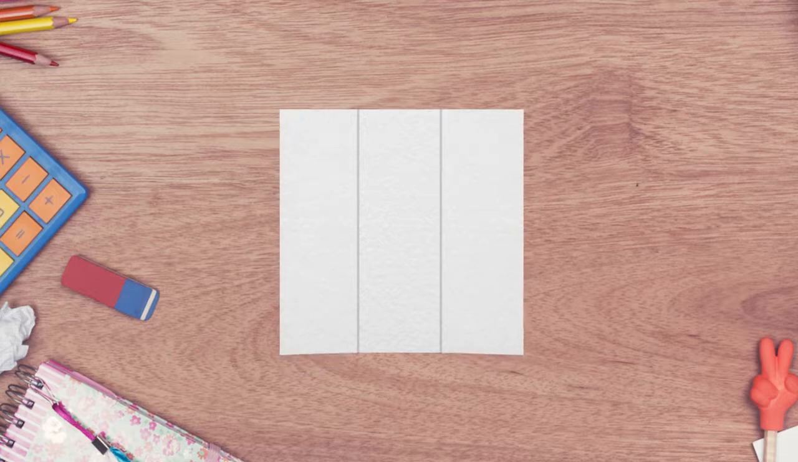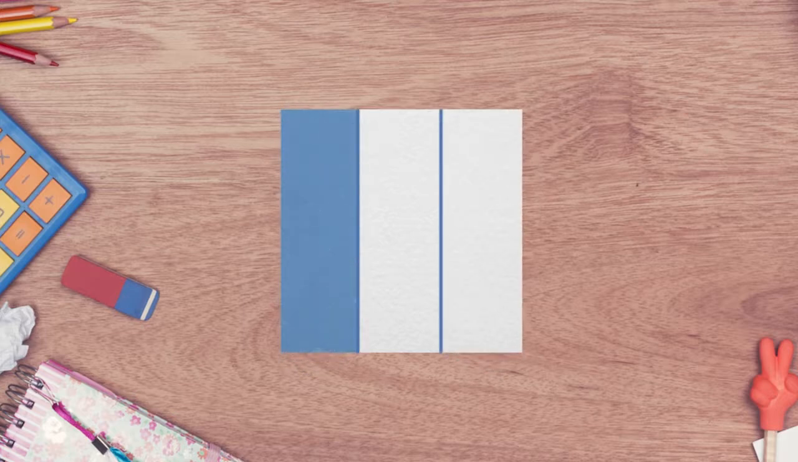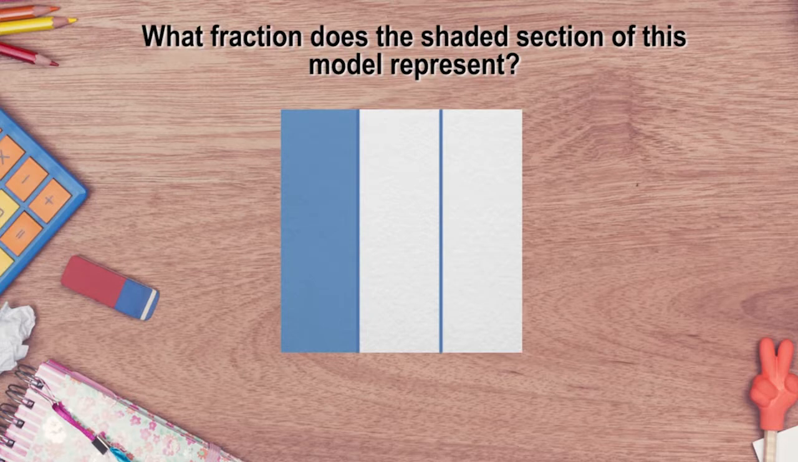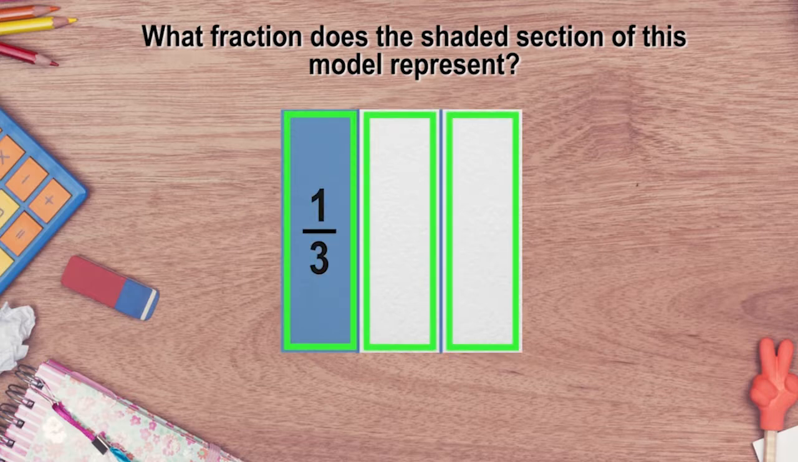Now let's use a new model by folding our paper into 3 sections. Open the model, trace the folds, and shade one section. What fraction does the shaded section of this model represent? 1 shaded section out of 3 total sections would be 1/3.